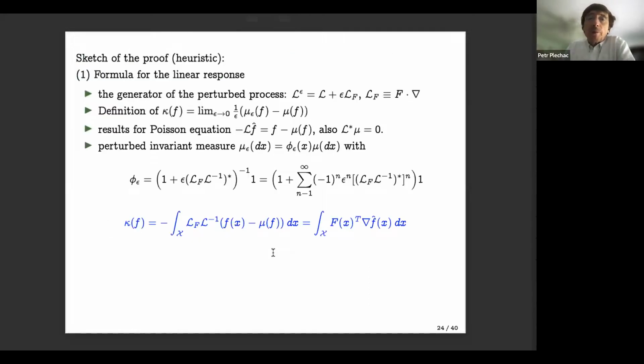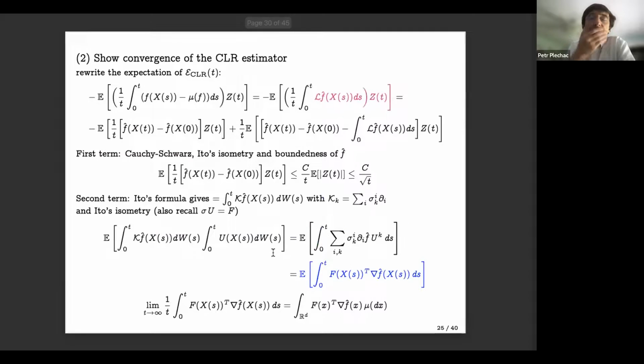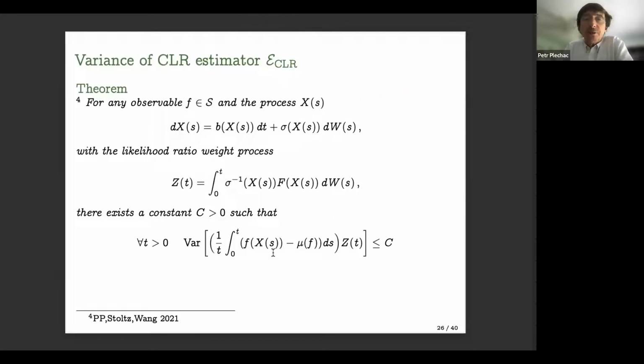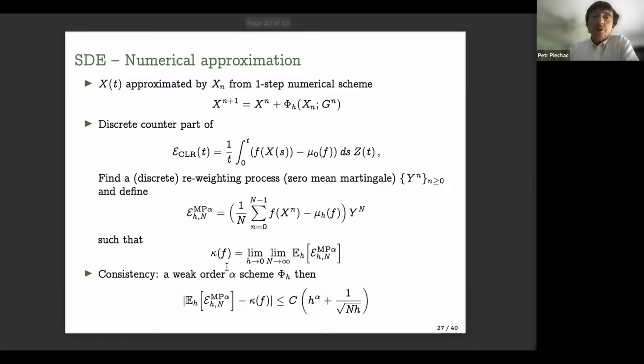Okay, there are some technical steps. The important result, as I said, is that the centered version has a bounded variance, bounded in time. So that makes this approach practical.